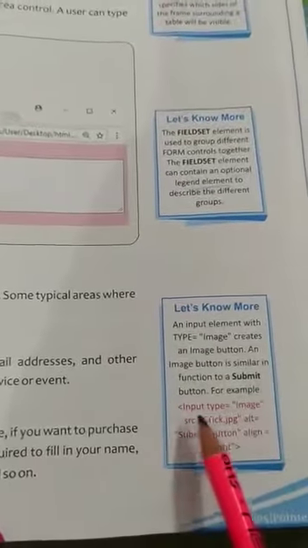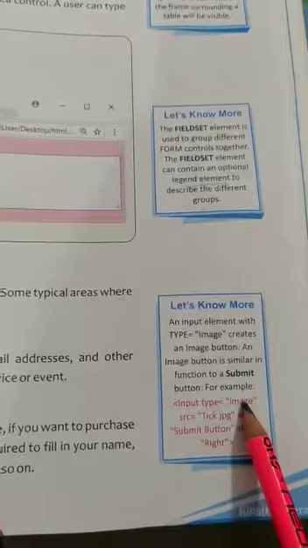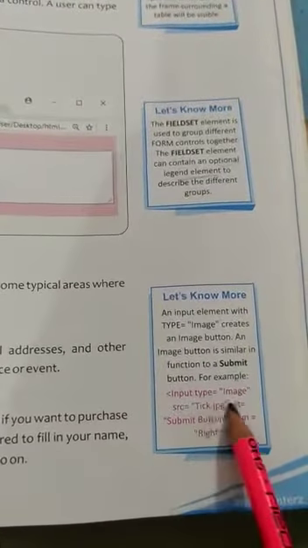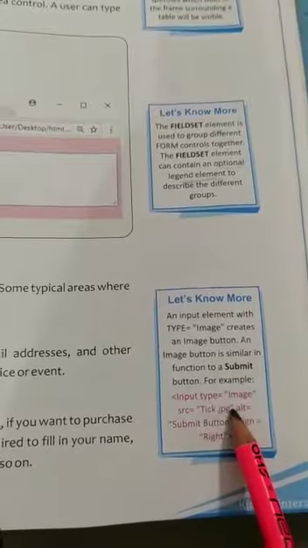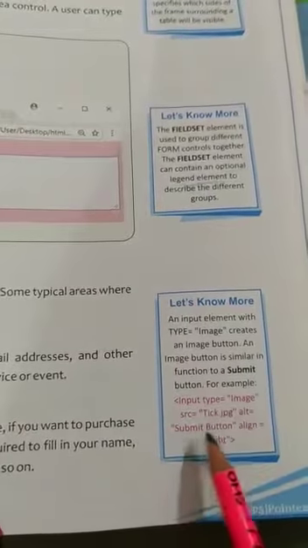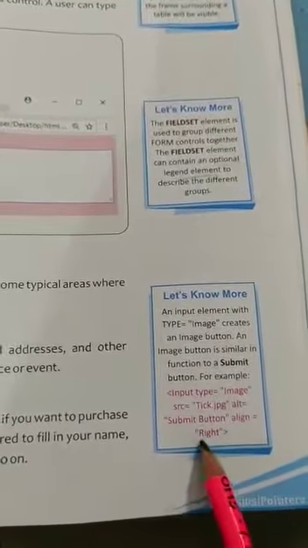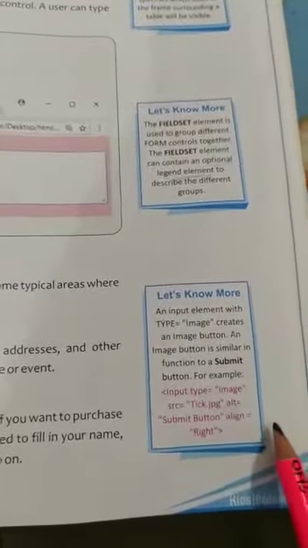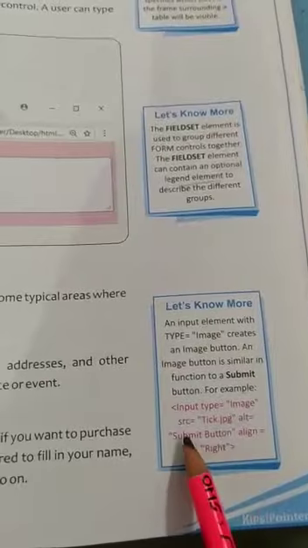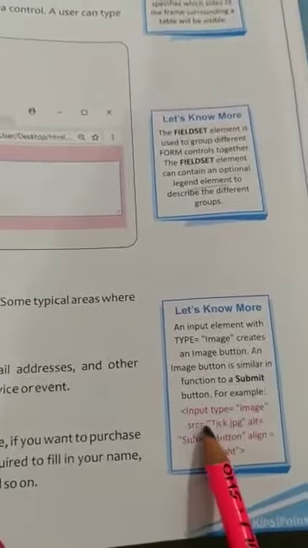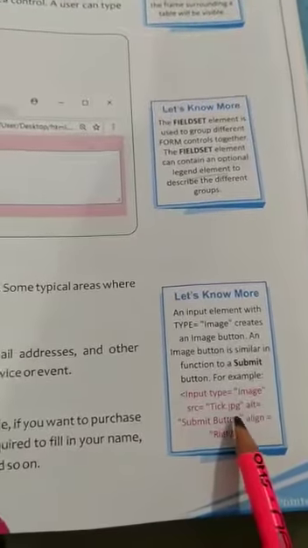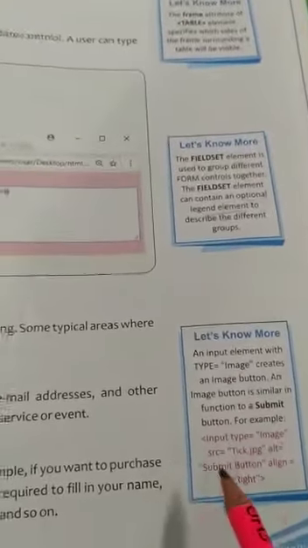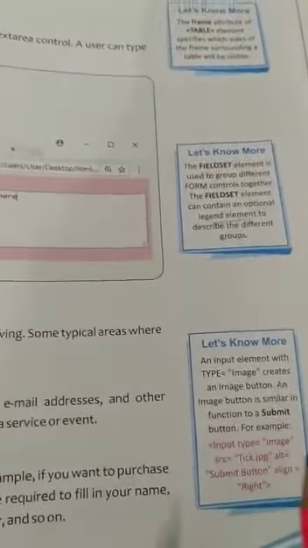For example, input type equals to image, source is the image that will be used for the button. This is the source tick.jpg. Alt equals to submit button and align equals to right. So the alignment of the image will be right side, the alternate text is submit button, the source is tick.jpg, and type is image. So a button is created that consists of an image on it, that is why it is known as image button.